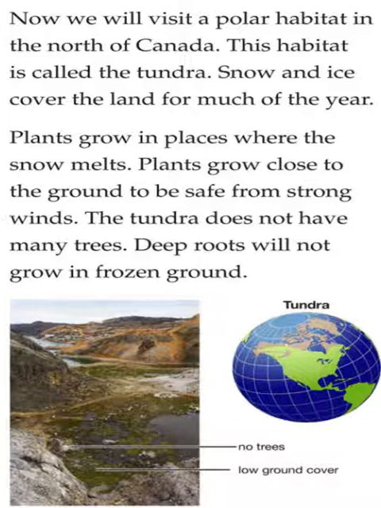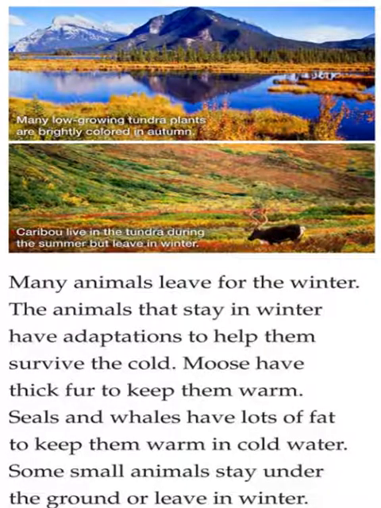Plants grow close to the ground to be safe from strong winds. The tundra does not have many trees. Deep roots will not grow in frozen ground. Many animals leave for the winter.